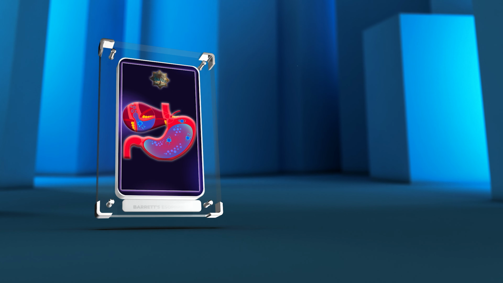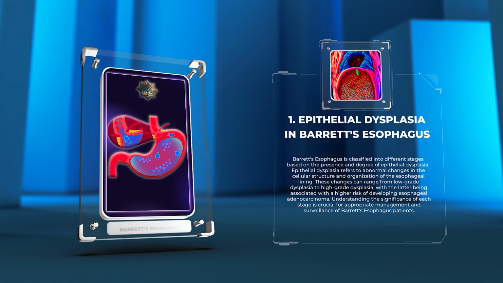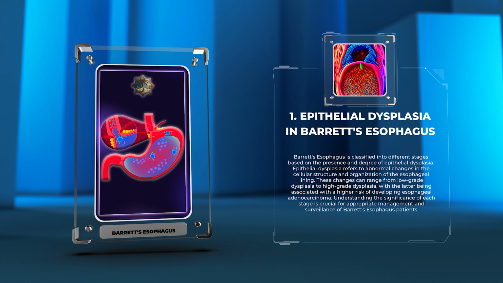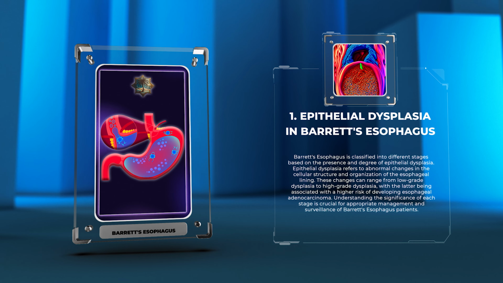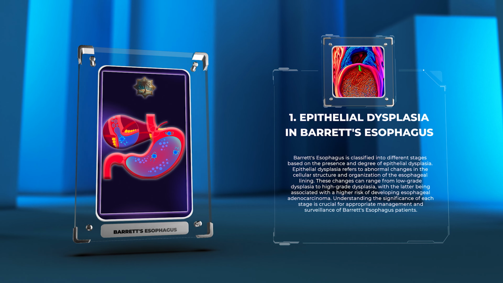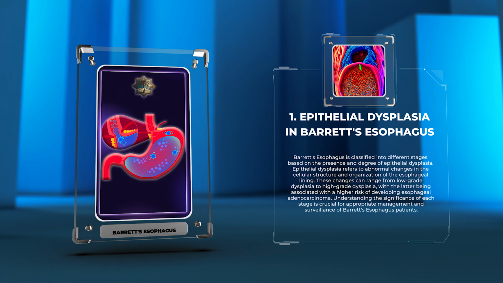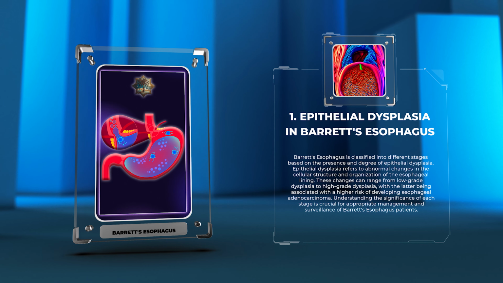Let's begin. Barrett's esophagus is classified into different stages based on the presence and degree of epithelial dysplasia. Epithelial dysplasia refers to abnormal changes in the cellular structure and organization of the esophageal lining. These changes can range from low-grade dysplasia to high-grade dysplasia, with the latter being associated with a higher risk of developing esophageal adenocarcinoma. Understanding the significance of each stage is crucial for appropriate management and surveillance of Barrett's esophagus patients.